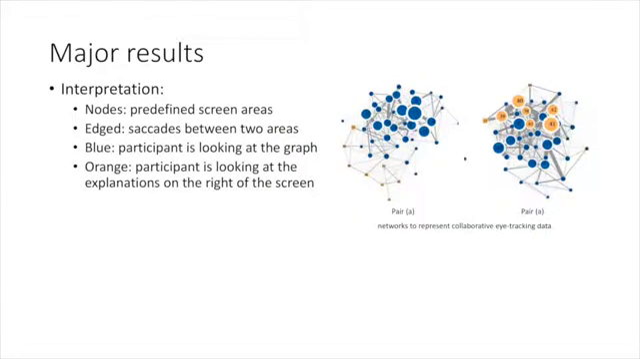How about the outcomes? As mentioned earlier, the researchers used network diagrams to represent collaborative eye tracking data. The figure shows one graph for each pair of students. Nodes correspond to the predefined screen areas, and edges represent saccades between two areas on the screen. Saccade means rapid movement of the eye between fixation points. Blue means the participant is looking at the graph, and orange means he or she is looking at some areas on the answer key on the right side.